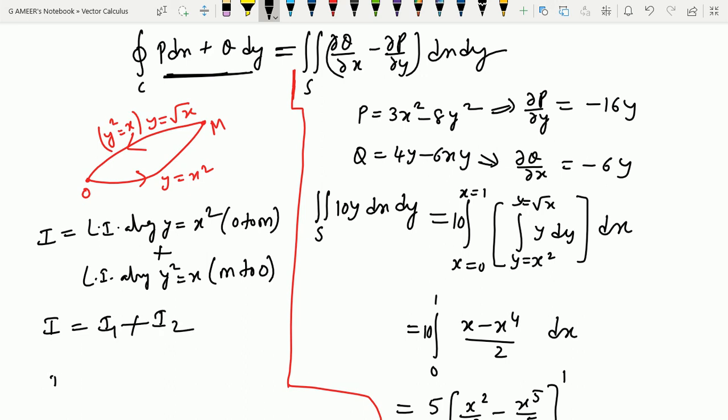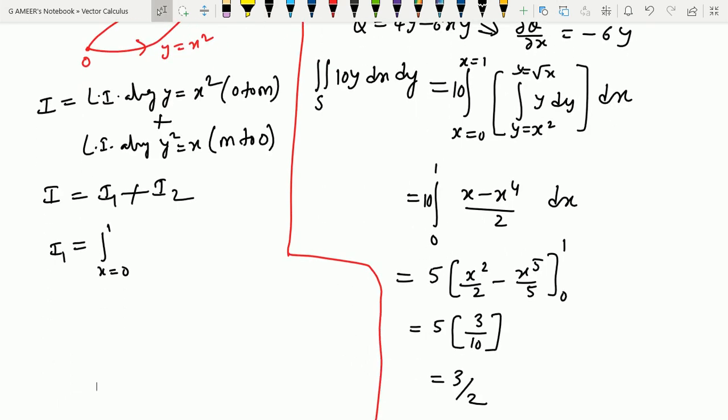Let us go for the first part I1. I1 is with y equal to x square. Wherever y is there, you put x square. So x is going from 0 to 1. Wherever y is there, the first term will be 3x square, don't do anything. But here 8y square is there, but y is equal to x square, so 8x power 4 will come. Then there is a dx, don't do anything, dx only.